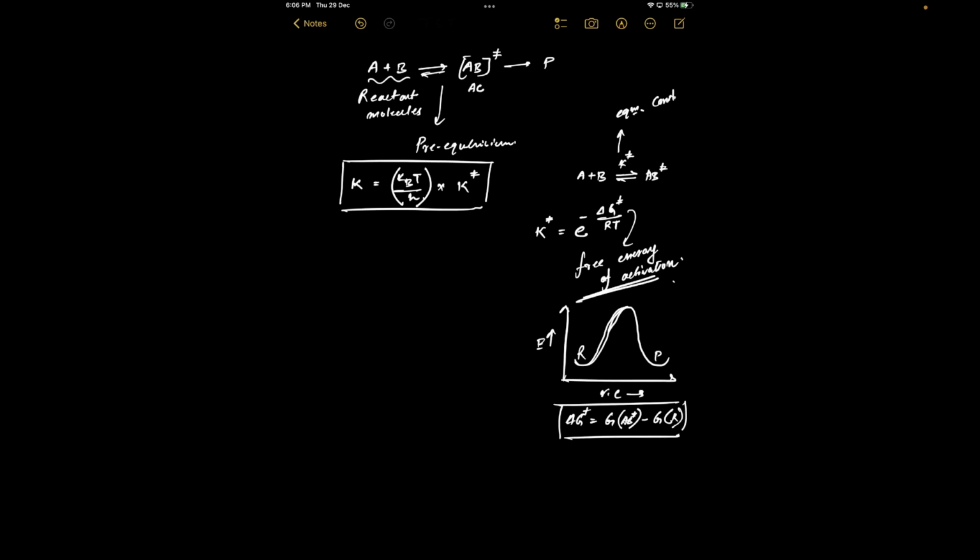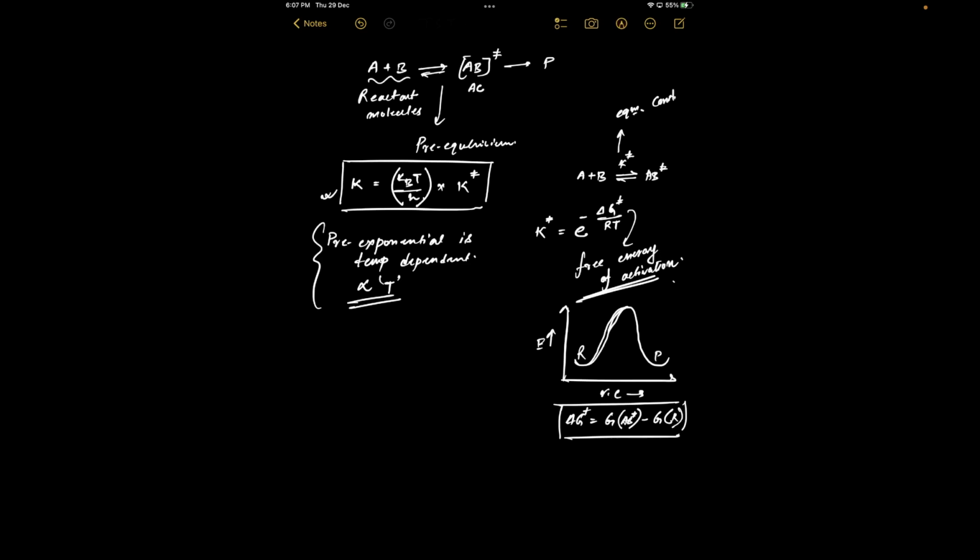Now from the transition state theory expression for the rate constant, the pre-exponential factor is temperature dependent. How does it depend on temperature? The pre-exponential factor is proportional to temperature. This is important: for TST, the pre-exponential factor of the rate constant is proportional to temperature.